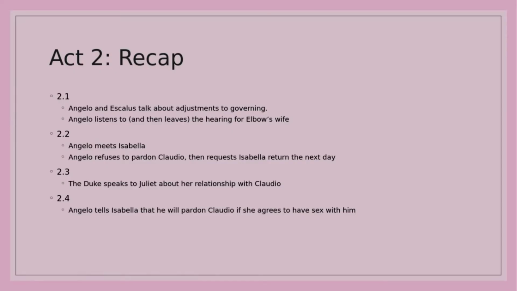Okay. So let's pop back here to our recap PowerPoint, right? A good chunk of Act 2, Scene 1 is taken up by this hearing for Aeschylus's wife, so we're just going to pop through the rest of that. We get to Act 2, Scene 2, where Angelo meets Isabella. How does it go when Angelo and Isabella meet the first time?